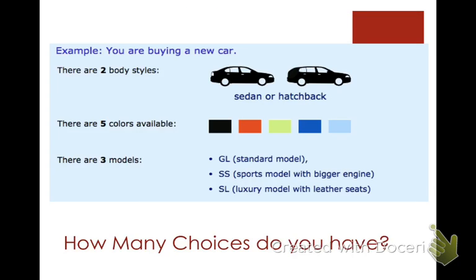Now look down into your notes section and let's look at number 2. So we're buying a new car. We've got some choices to make with this. We have 2 body styles to choose from, 5 colors that are available, and 3 models. So our question is, how many different choices or combinations can we make with this new car?